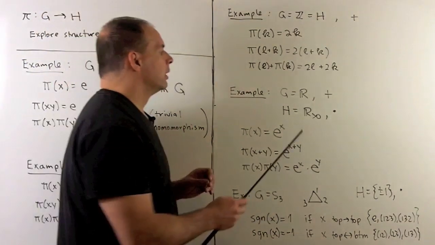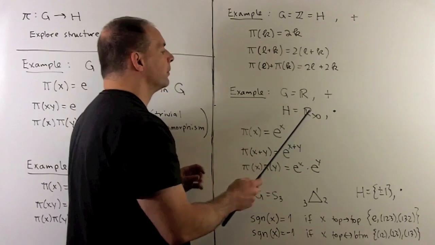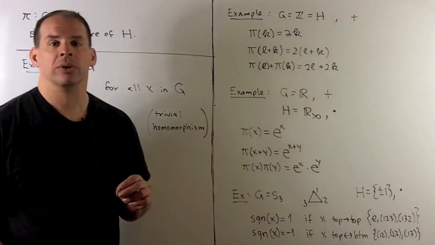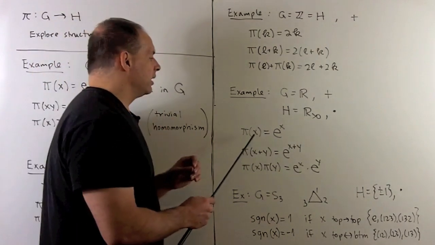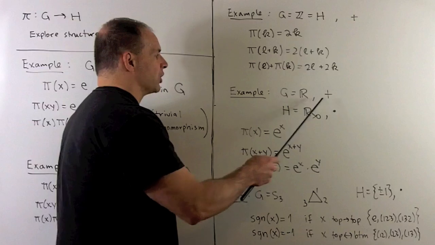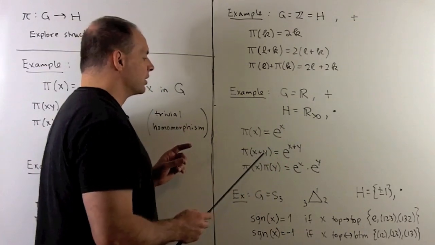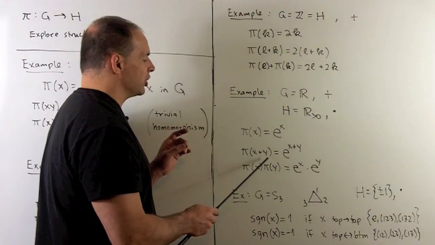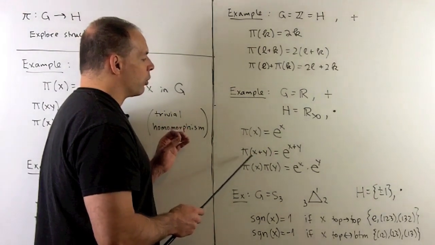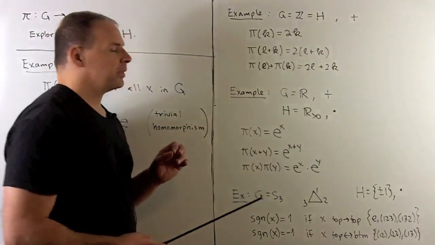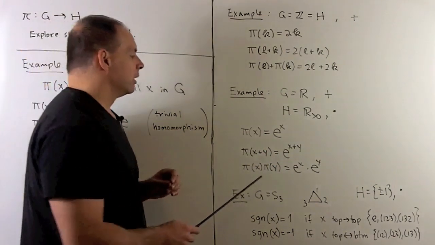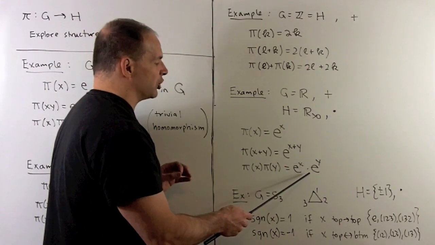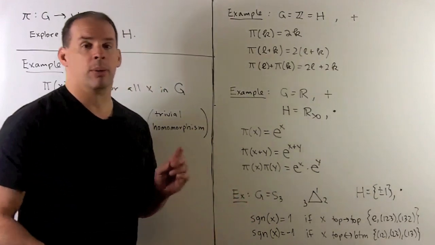For another, we'll let G be equal to the reals under addition. Our H is going to be the positive real numbers under multiplication. The way we map, we're going to send each element x in the reals under addition to e to the x. If we take the sum, so that's going to be the multiplication in G, addition, we apply our homomorphism, we get e to the x plus y. If we apply pi separately, we get e to the x, e to the y, and then we multiply in our H, which is genuine multiplication. So these are equal, so it's a homomorphism.